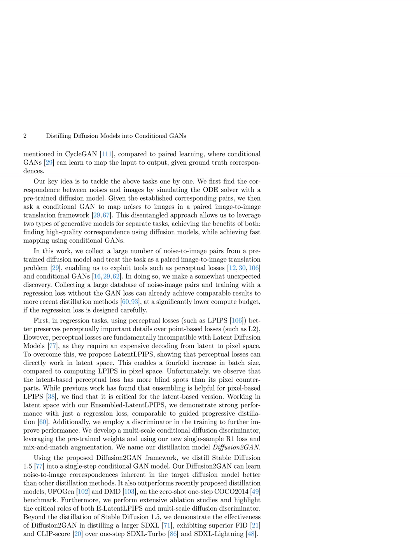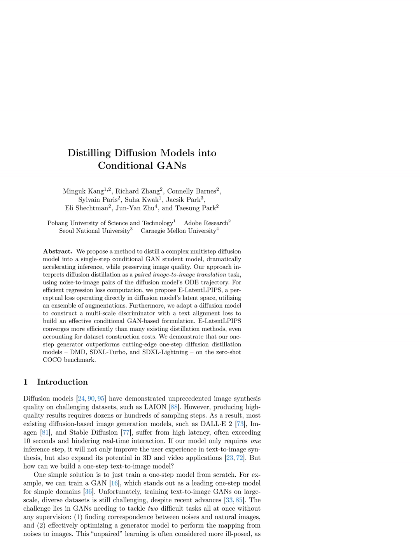The goal of the proposed Diffusion2GAN framework is to distill a pre-trained multi-step diffusion model into a one-step generator using conditional GAN and perceptual losses. This approach aims to accelerate the model's inference speed while maintaining high image quality, thus improving the user experience in text-to-image synthesis and expanding the potential of the model in 3D and video applications.